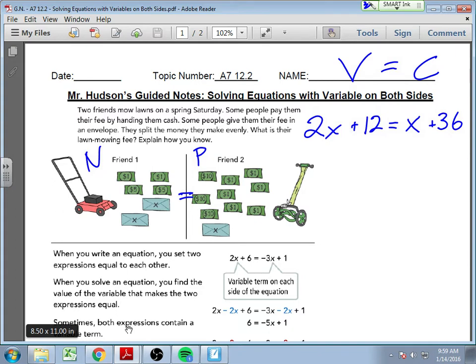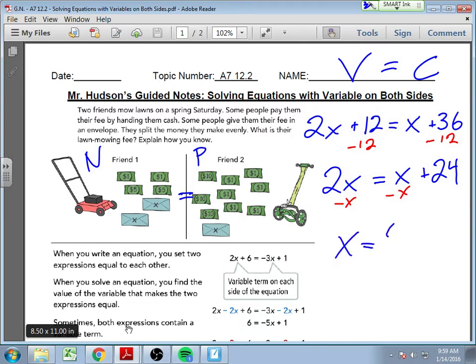Zach? Subtract by 12 on both sides. So that now tells me 2x is equal to x plus 24. How would I group all of my variables together, Karen? Yeah, I don't want my variable on the right side. I want to move it over here, but the way that we move it is to get rid of it here. So exactly what Karen said, subtract x from both sides, and that gives me x is equal to 24. So in each of those envelopes was $24.